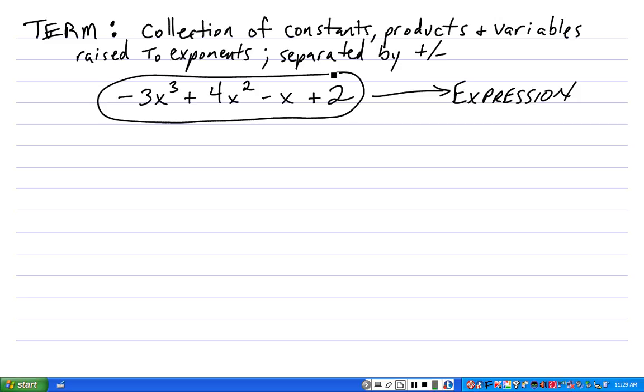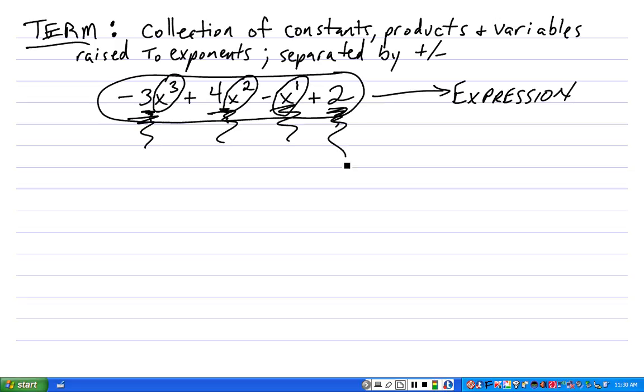Based on our definition for term, a term is a collection of constants. Well, here's a constant. Products. Product means two things being multiplied side by side, listed next to each other. So in this case, the negative 3 and the x, and the 4 and the x. And variables raised to exponents. That variable is raised to an exponent. That variable is raised to an exponent. And you could argue that this negative x is the same as saying negative x raised to the first. The fact that you see the x is like saying it's to the first degree, an exponent of 1.